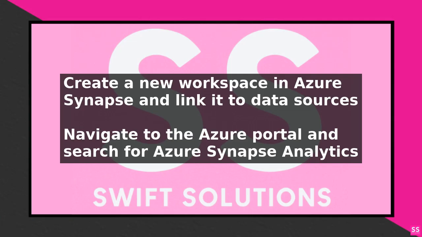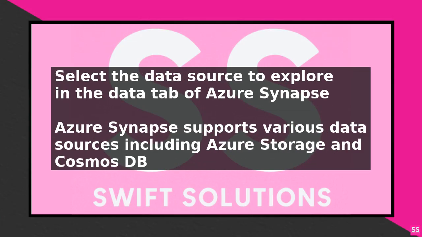To start exploring your data, navigate to the Data tab in Azure Synapse and select the data source you want to explore. Azure Synapse supports a wide range of data sources including Azure Storage, Azure Cosmos DB, and Azure Data Lake Storage. Once you have selected your data source, you can use the preview function to view a sample of your data. This will give you an idea of the structure and content of your data. You can also use the Schema tab to view the schema of your data.